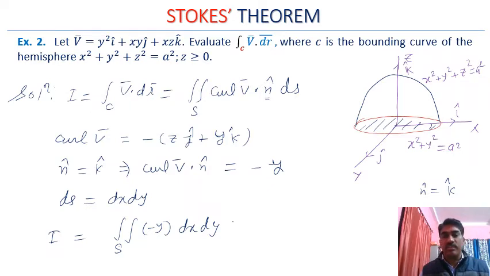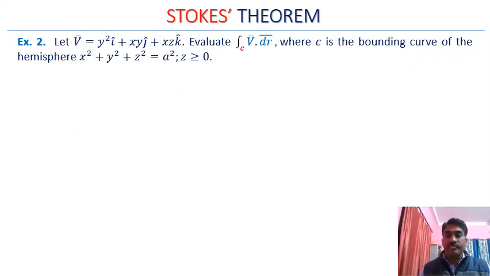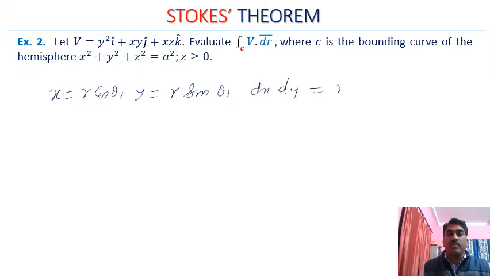So let us consider polar coordinates, and for that we will get x is equal to r cos theta, y is equal to r sin theta, and dx dy is equal to r dr d theta. The radius vector r will vary from 0 to a, theta will vary from 0 to 2 pi.